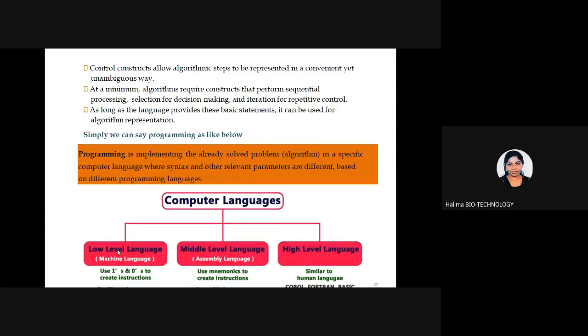Low level language is just machine understandable language. It is only zeros and ones, right? Middle level language is partially machine understandable and partially high level language. The example is called assembly language. I don't know whether you are aware of it, right? It will be a kind of mixture of both, but this is hardly used any time.